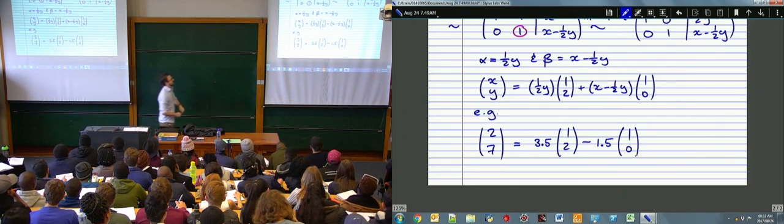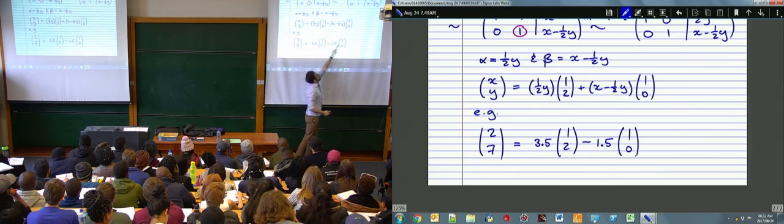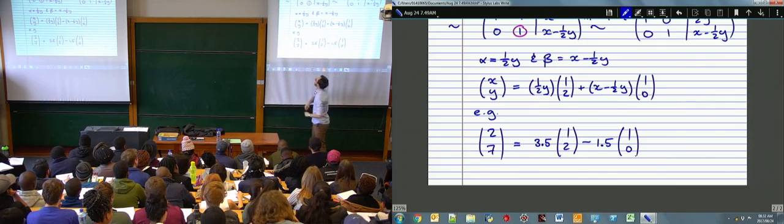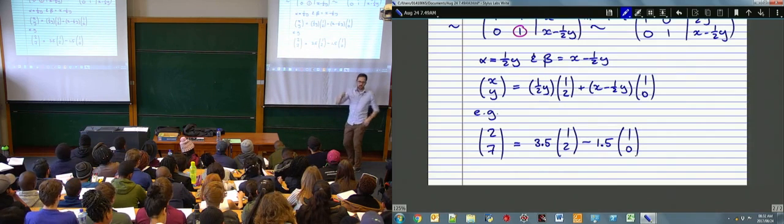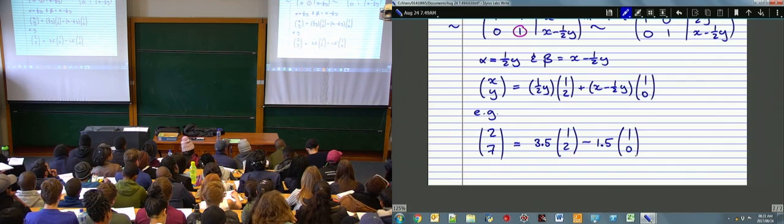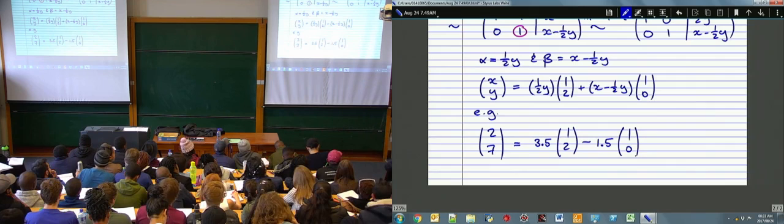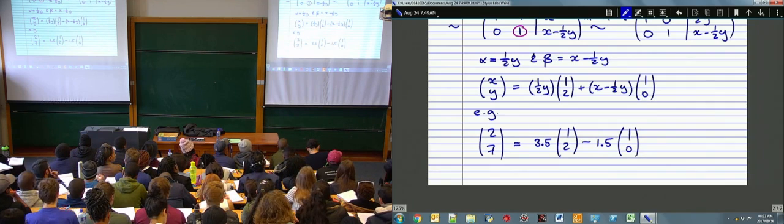And you can see that this works, right? If you look at the x component, you get 2 is equal to 3.5 minus 1.5, which is true. And the y component is 7 is equal to 3.5 times 2 minus 0. Okay, all right. So we can now write any vector we like in R2 as a linear combination of these two vectors. So really it is the case that these two vectors do span R2.